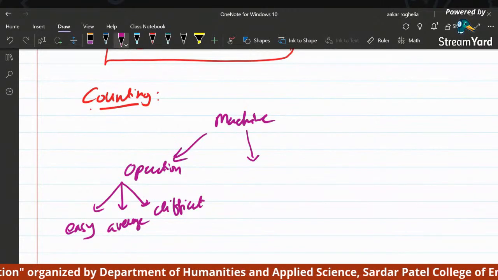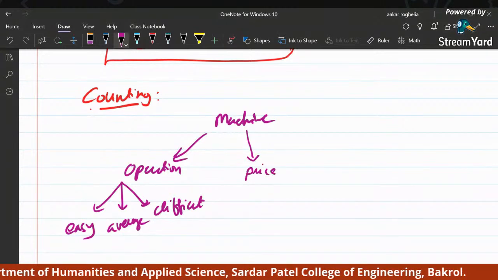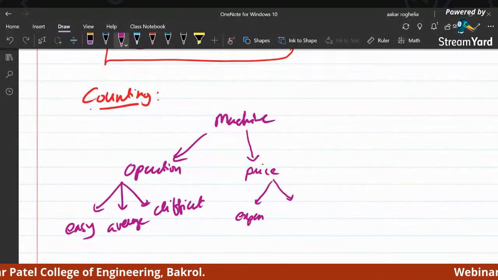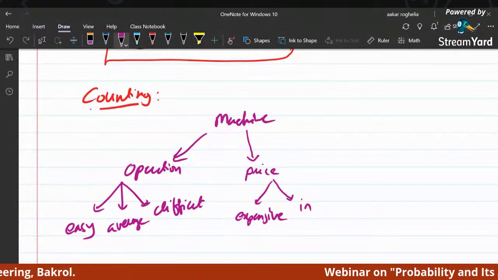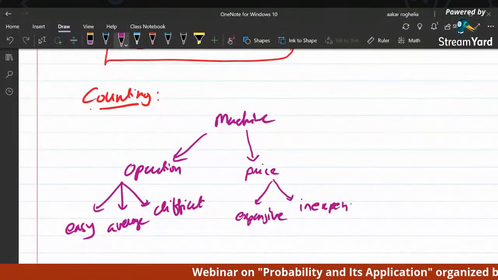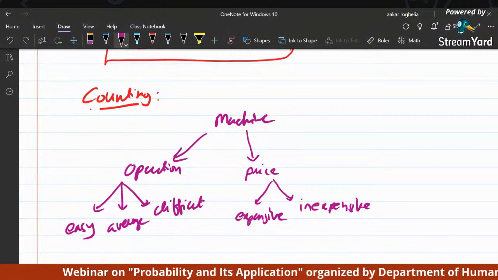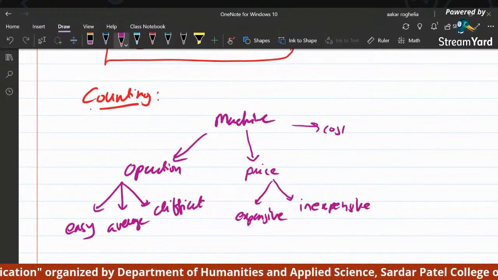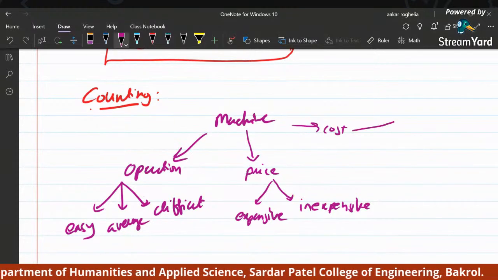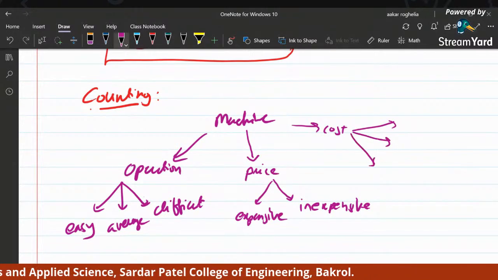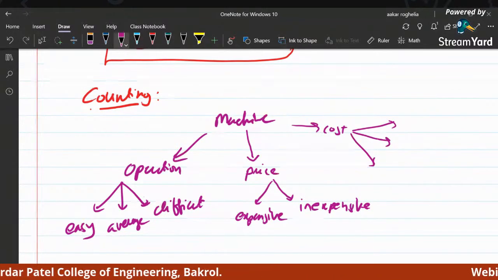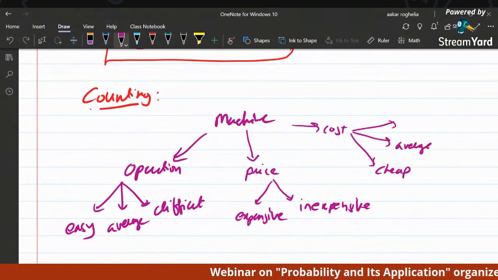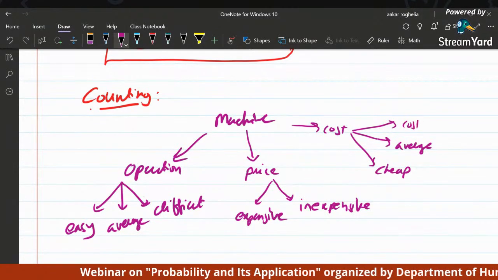The second thing is price wise. What is the price of that machine? Either it is expensive or inexpensive. So these are the two ways. And third is the maintenance cost of handling that. Again, maintenance cost also comes in three parts: it is cheap to repair, it is average to repair, and it is costly to repair.